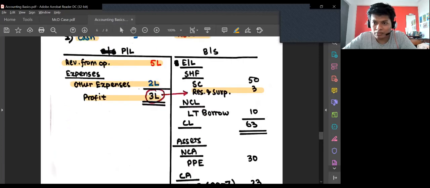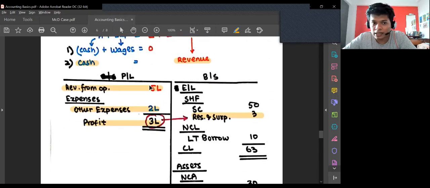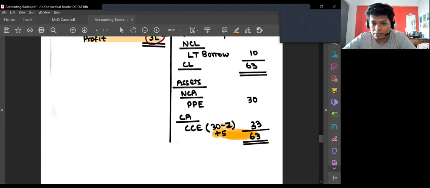Again, these are the same, total comes to 63. And what happens in the cash and cash equivalent? I earlier had a balance of 30. Now I paid 2 lakhs for the wages and I received 5 lakhs for the income. So ultimately my cash and cash equivalent becomes 33, and again my balance sheet tallies. Okay, I hope this part is clear.